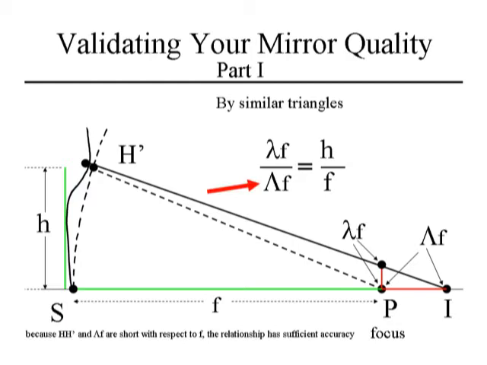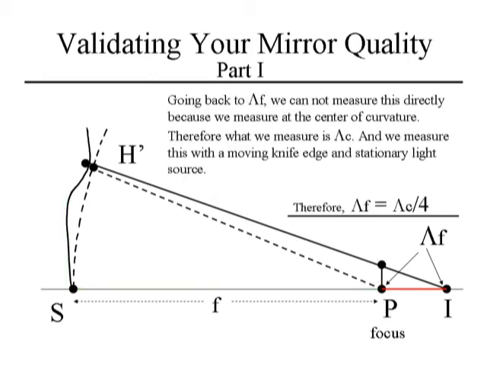This is a number I can't really measure, but I can in turn bring that into terms with something I can measure. So, we know that that residual longitudinal aberration, big lambda f, I can't measure, but I'm going to be measuring at the center of curvature. What do we know about the center of curvature? The center of curvature is twice the radius. Any error at the center of curvature is going to be twice any error at the focus.